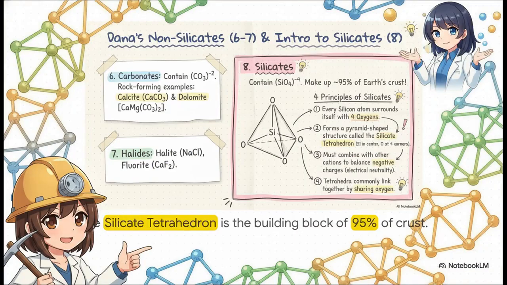So, what is the secret to this massive dominance of silicates? It all comes down to the silicate tetrahedron. It's this incredibly stable little pyramid shape that consists of exactly one silicon atom in the center, surrounded super tightly by 4 oxygen atoms at the corners. Because oxygen and silicon are so abundant on Earth, these tetrahedrons form everywhere, linking together in chains, sheets, and 3D frameworks to create common minerals like quartz and feldspar.